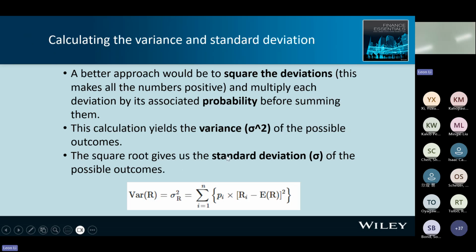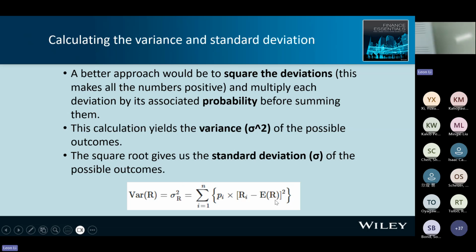The square root gives us the standard deviation. This notation is sigma of the possible outcome. So finally, we have this result, right? Variance of return, sigma square, and it's here.